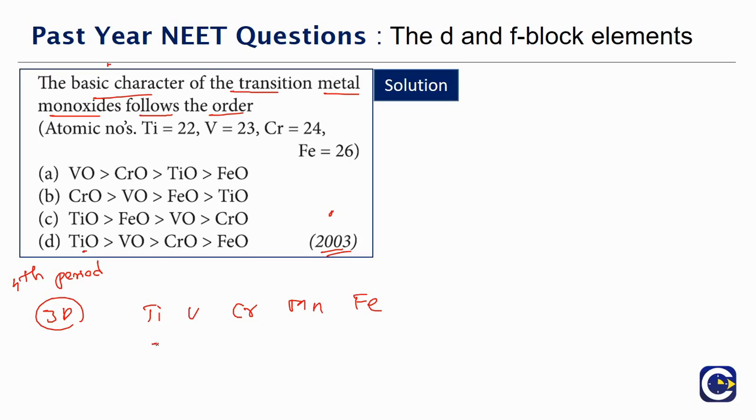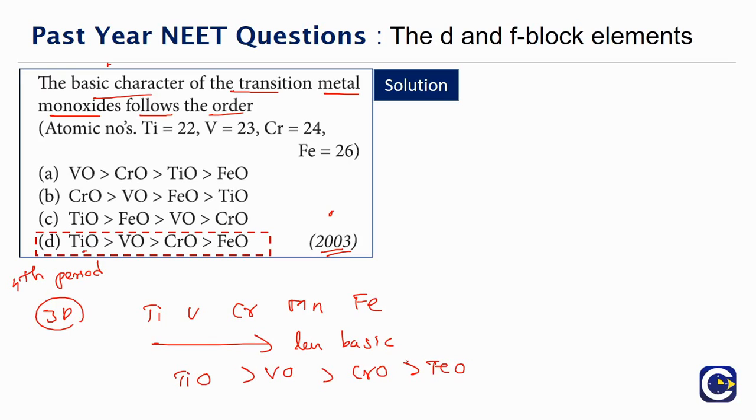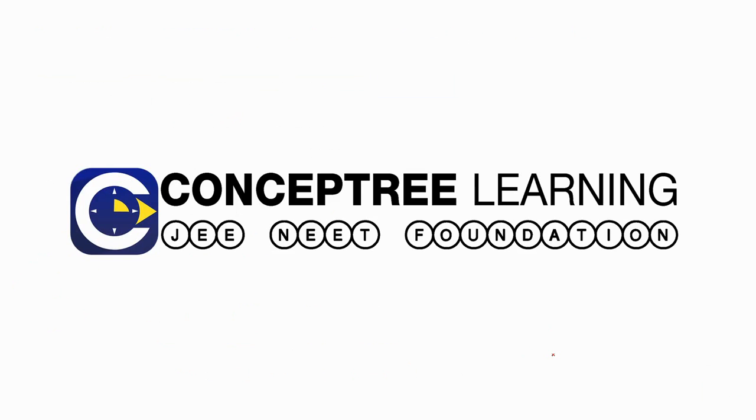As we move from left to right, what is going to happen? The oxides will become less basic. Titanium monoxide will be more basic than vanadium, which will be more basic than chromium, which will be more basic than iron. So as we move from left to right, the basic nature of the oxides will be decreasing. So this is about this part of the video, and we'll see the rest in the next part.